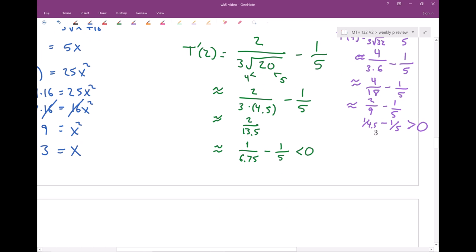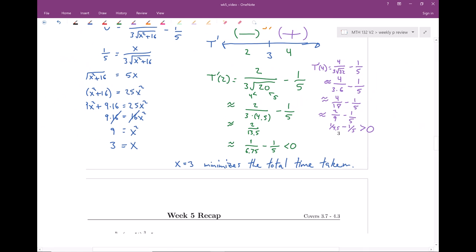So all this work shows here that x equals 3 minimizes the time taken, or the total time taken to cross the river and get back to camp. All right, decently long problem. Those optimization ones are.